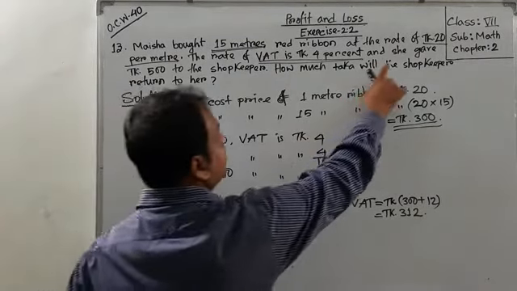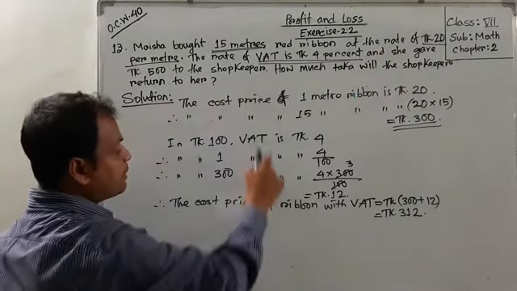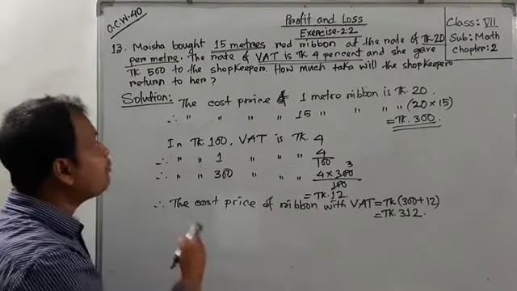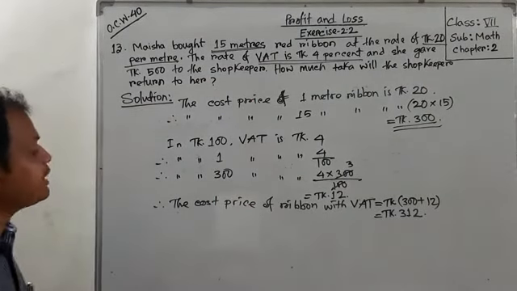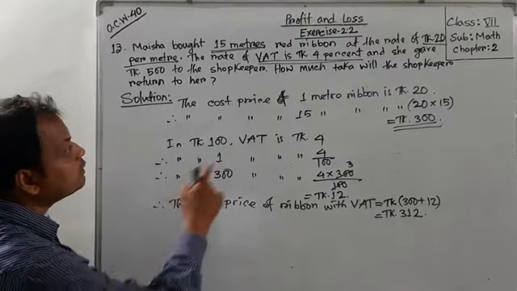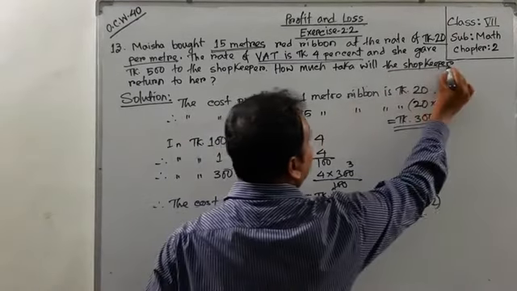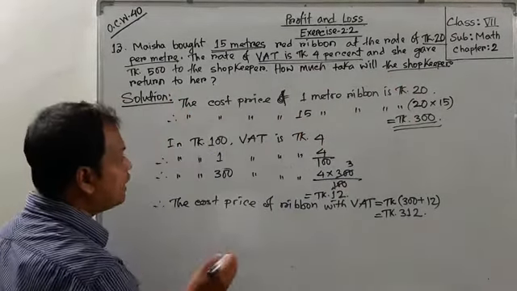Then she gave taka 500 to the shopkeeper. That means Maisha gave 500 taka to the shopkeeper. Then how much taka will the shopkeeper return to her? So we can find what the shopkeeper will return to her.